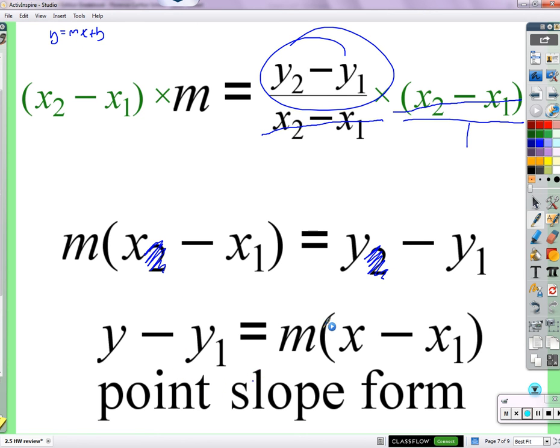Because point-slope, there's a point. The point is right here. Here's the x and the y of a point. And here's the slope. y minus y1 equals m times x minus x1. So if I ever need to write the equation of a line, given a point and the slope, but I'm not necessarily given the y-intercept, like that very specific point, that's what I would use: the point-slope form.